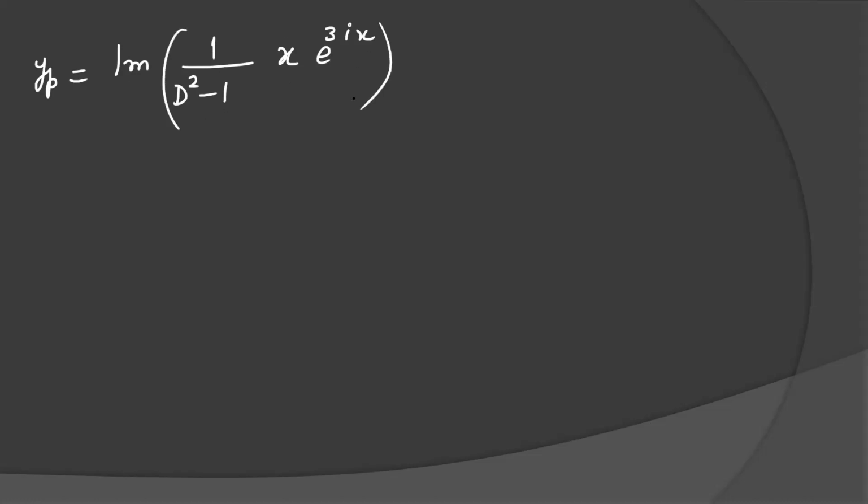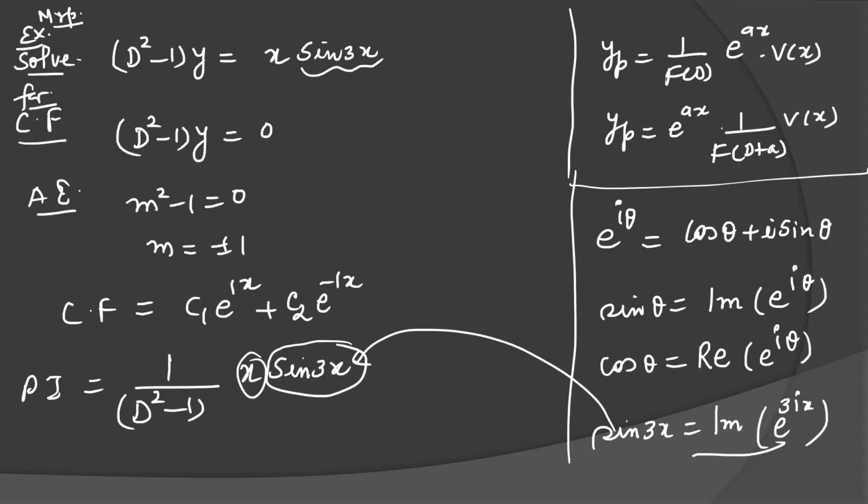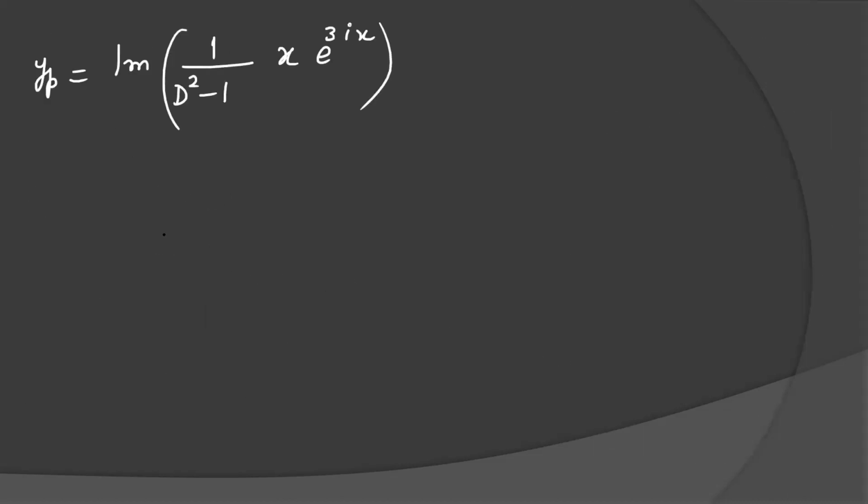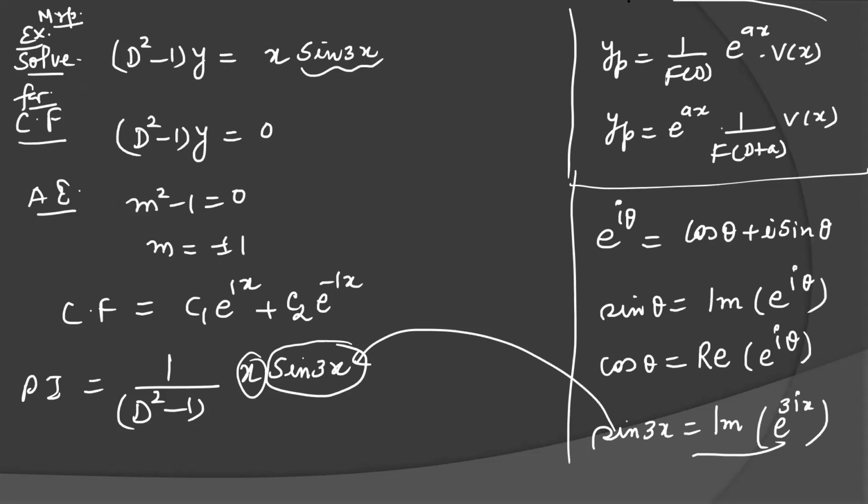So the particular integral can be written as the imaginary part of 1 over D square minus 1 of x into e to the power 3ix. So it's the imaginary part. Means after finding the particular integral, we will collect only the imaginary part. Imaginary part means coefficient of iota. Now, the imaginary we can take outside. Now, if you use this property here, compare with this result.